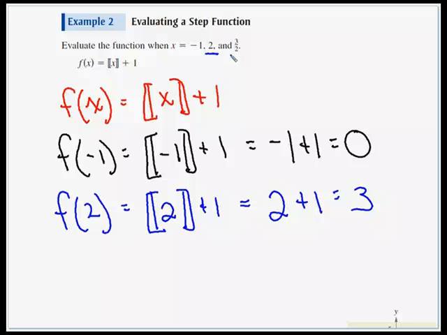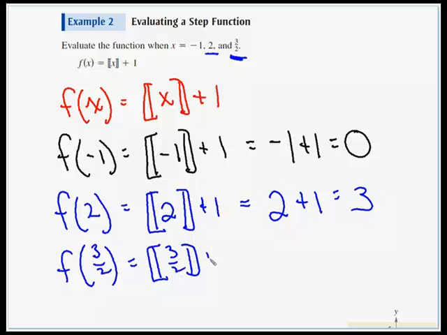Now here we actually get to do something. 3 halves. F of 3 halves is the step of 3 halves plus 1. Well, let's think decimal. 3 halves is 1.5. And now these greatest integer bars are going to round us down from 1.5 to a 1. 1 plus 1 is 2.